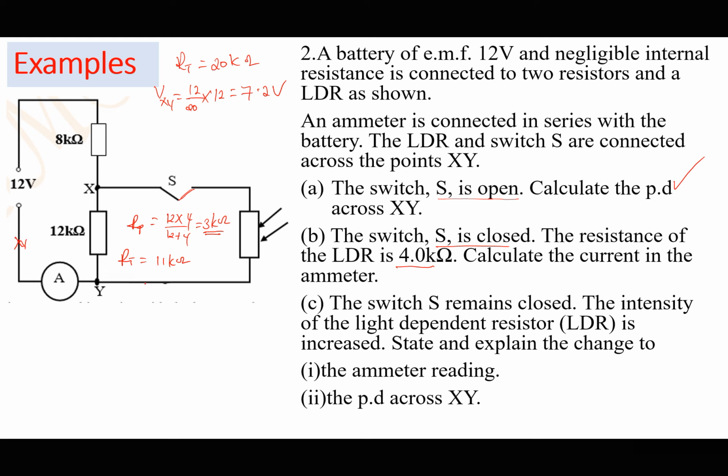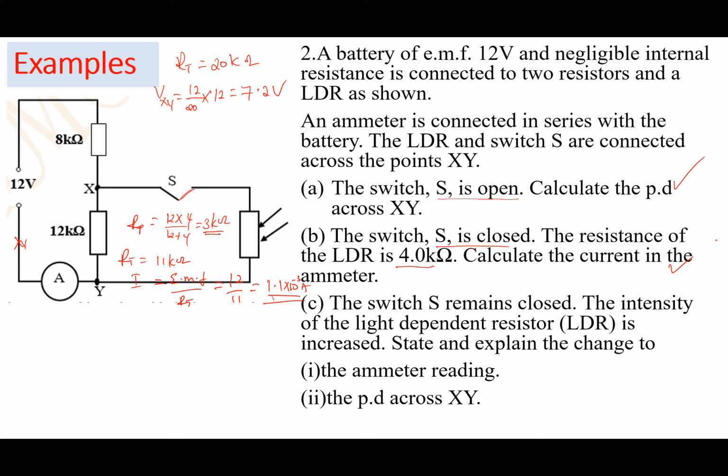And therefore, if I want the current, the reading of the ammeter is the total current from the battery. So the current I is going to be equal to the EMF divided by total resistance, which is going to be 12 divided by 11, which I think this is 1 point something. 12 divided by 11, 1.1 times 10 to the power of minus 3 amperes. So the current here is 1.1 times 10 to the power of minus 3 amperes. So I think that one is fine. That is the reading of the ammeter, which is the total current.